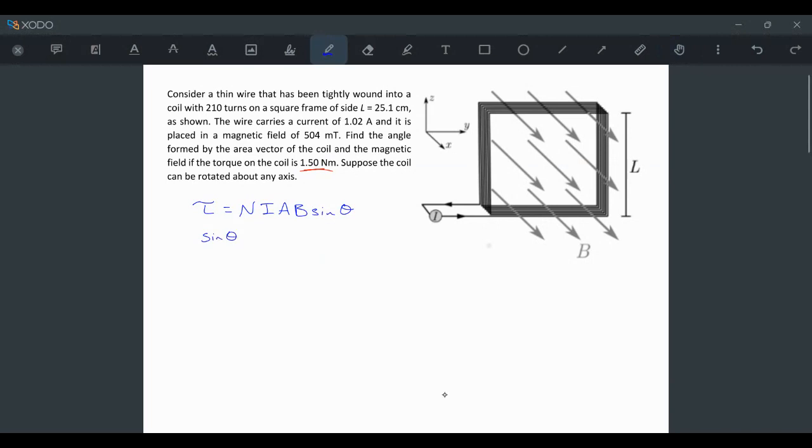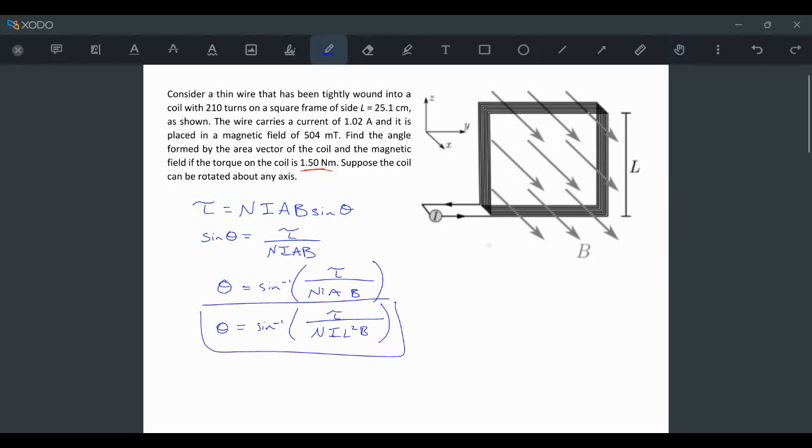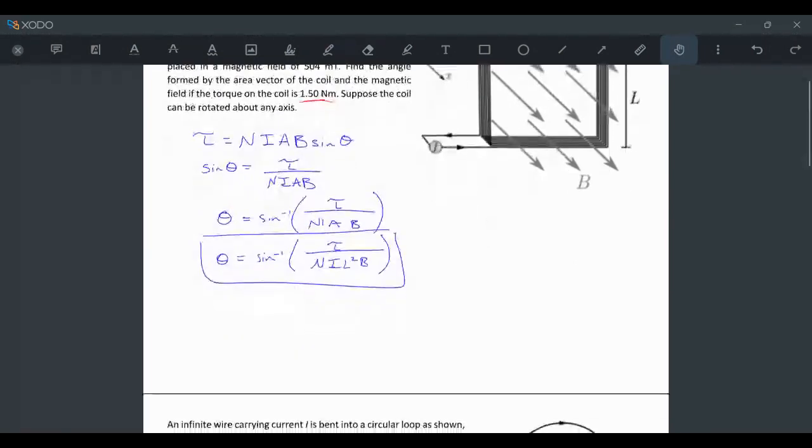We can rearrange this a bit. Sine theta is equal to the torque divided by NIAB, or simply the angle is equal to the arcsine, or the inverse sine, of the torque divided by NIAB. And it's as simple as that. If we really want to be thorough, the area explicitly for a square loop of side L is L squared, so the denominator is N I L squared times the magnetic field. That's it. I'll leave the calculator work up to you if you want to figure it out at home, but that is the very straightforward answer to this question.